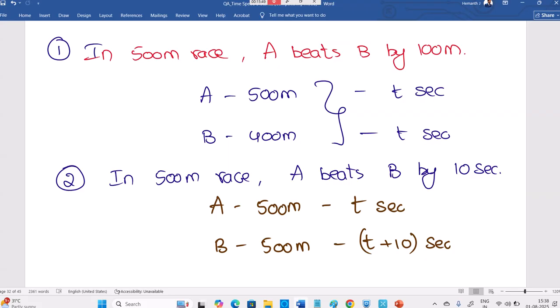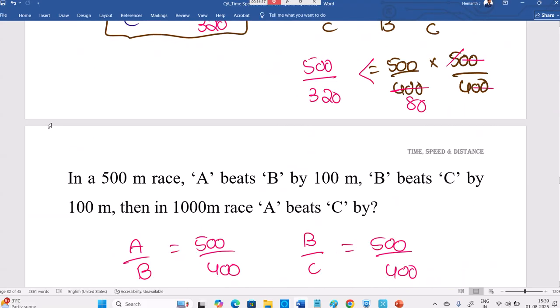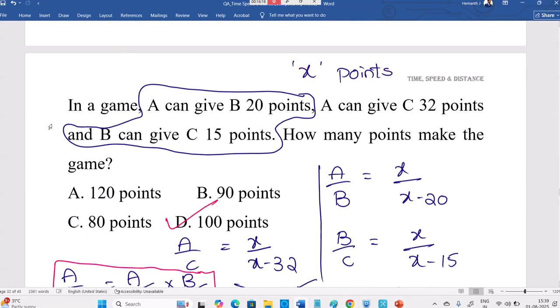If you observe these two statements, in the first situation B travels 400, in the second situation B travels 500. What's the timing? Previously B is T, now B is T plus 10. In that extra 10 seconds, B travels 100 meters. So the speed of B is 100 divided by 10, 10 meters per second. Now in this question also, my dear friend, what is B's speed?